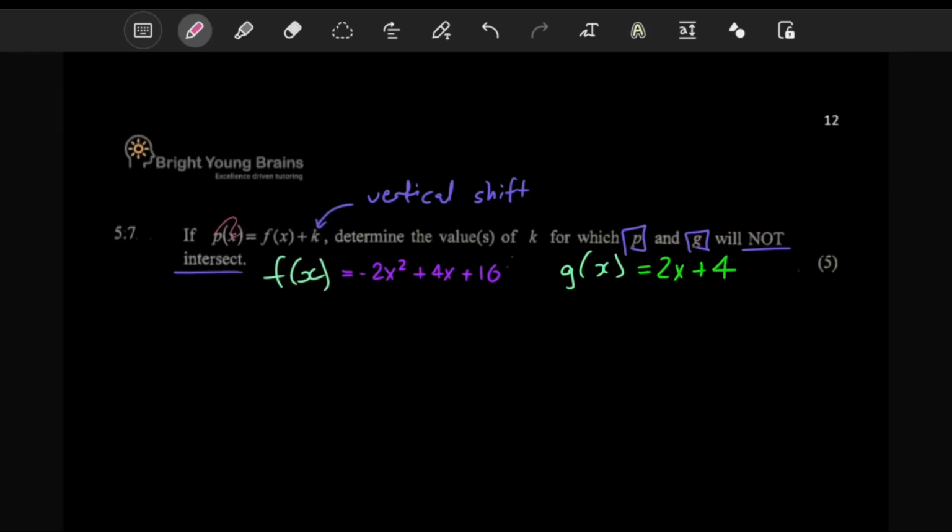So p comes from this, right? We know that p is just f of x plus k. So let's see what our p of x is. Our p of x is just f of x plus k.